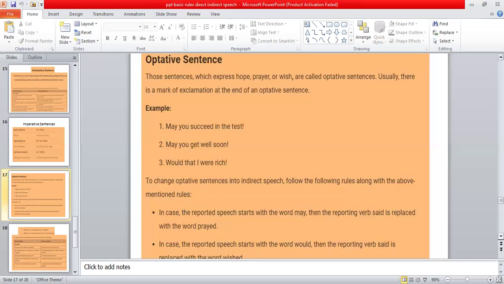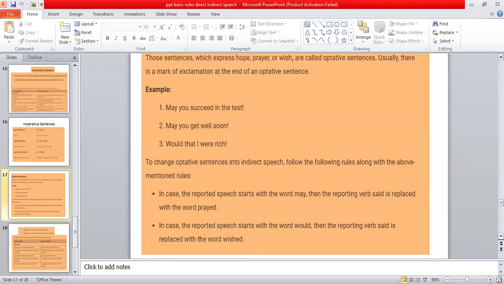May you succeed in the test! May you get well soon! Would that I were rich! To change optative sentences into indirect speech, follow the following rules along with the above mentioned rules. The above mentioned rules were how you would recognize an optative sentence. After you recognize it, these are the different rules. When you follow them, you can change them easily from direct to indirect speech.